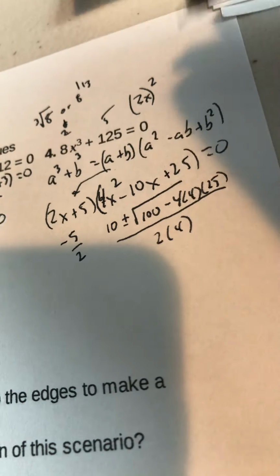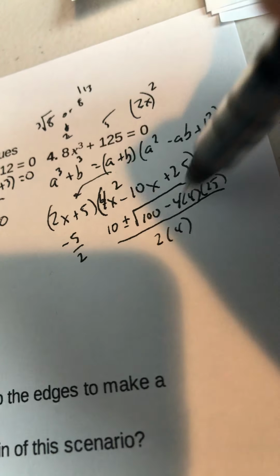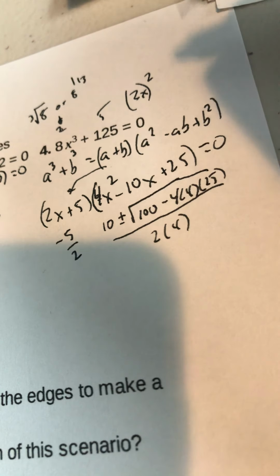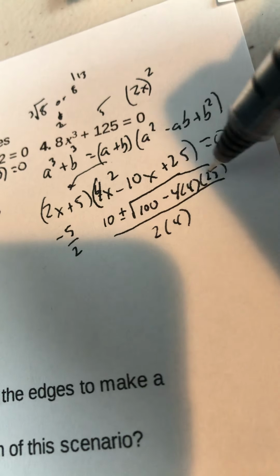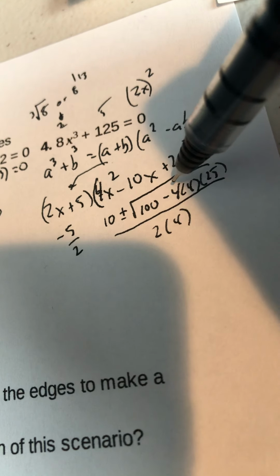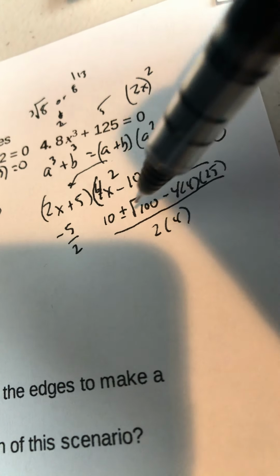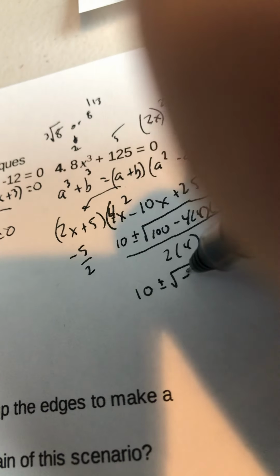So first part is inside the root. Now here I have 4 times 4 times 25. So 4 times 25 is 100, and then 100 times the other 4 would be 400. So 100 minus 400 is -300.